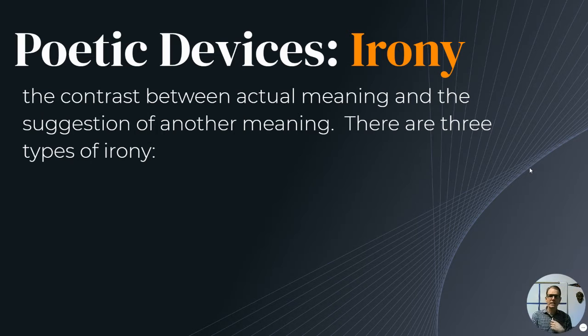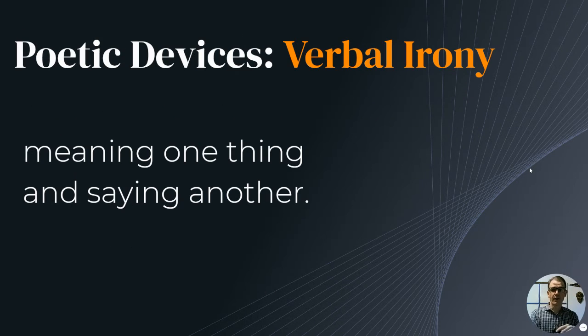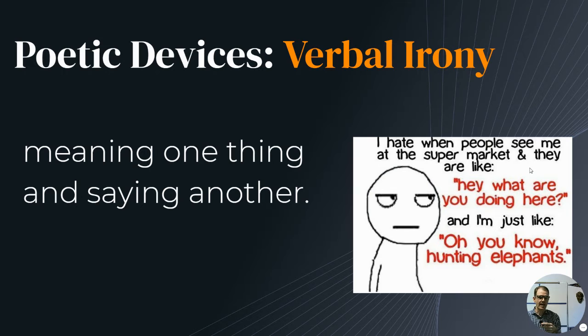But there are three types of irony. Okay, there's verbal irony, dramatic irony, and situational irony. And you need to be aware of the differences between them. Okay, verbal irony is meaning one thing and saying another. Typically, we talk about verbal irony as being sarcasm. Okay, so this example here, I hate when people see me at the supermarket and they're like, "Hey, what are you doing here?" And I'm just like, "Oh, hunting elephants." Okay. So it's a sarcastic response, meaning one thing and saying something else.